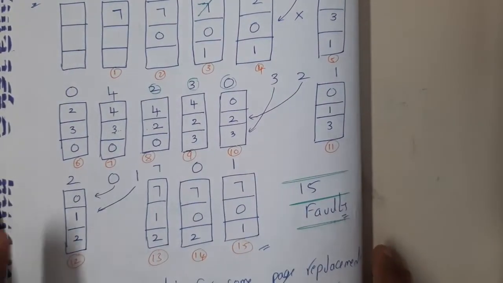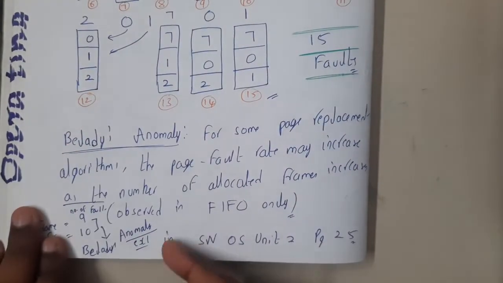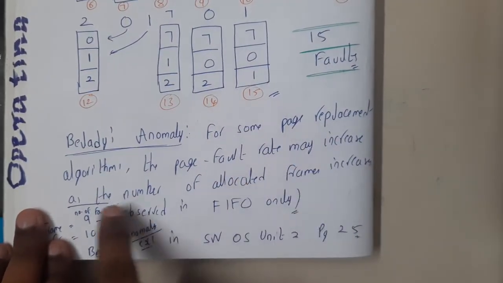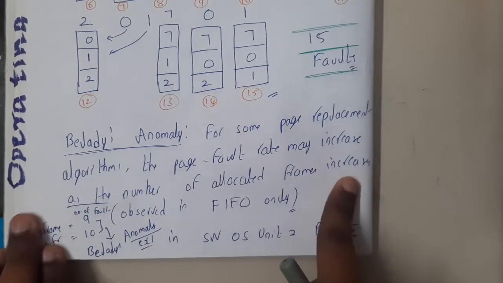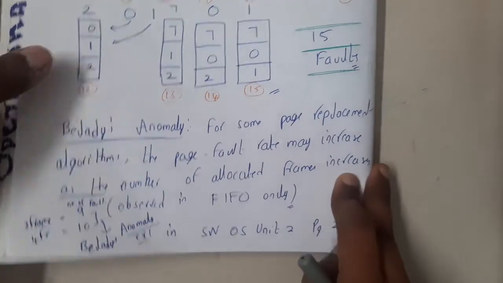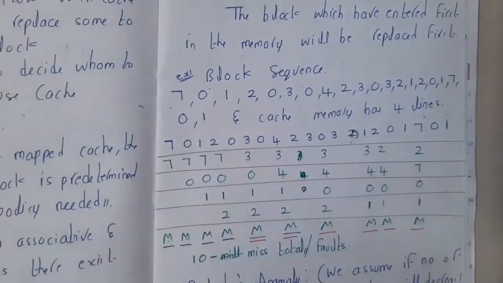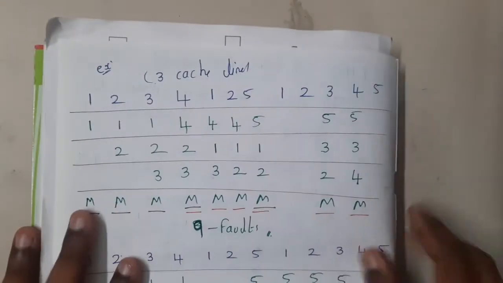But the thing is, it is not so in all cases, guys. So that is nothing but Belady's anomaly. For some page replacement algorithms, the page fault rate may increase as the number of allocated frames increases. Okay. So I know that most of the students will be like, we want an example for this, right? Yes. So that is the reason why I took a specific example from our book.